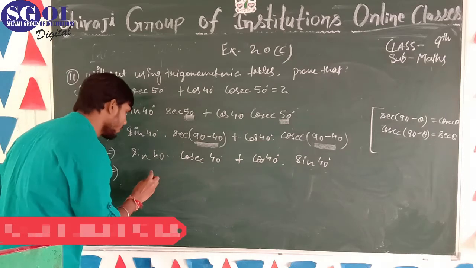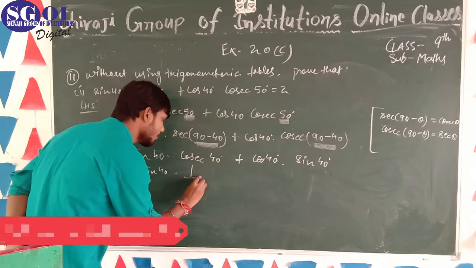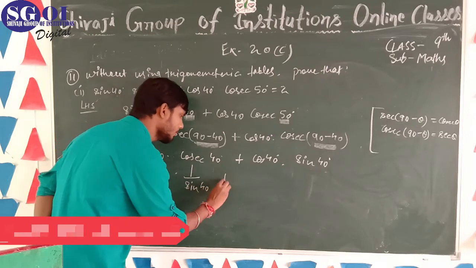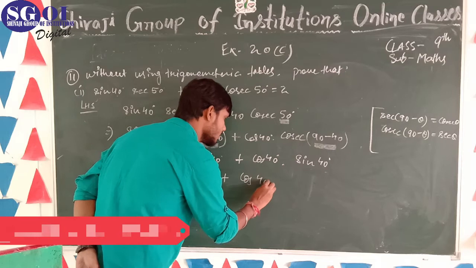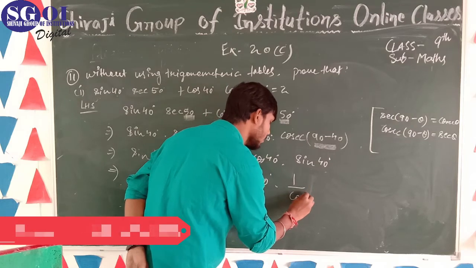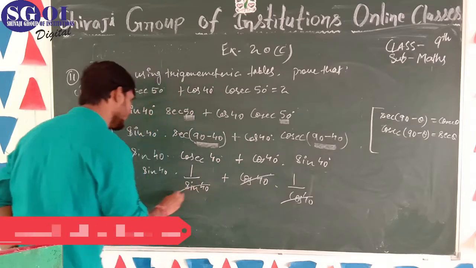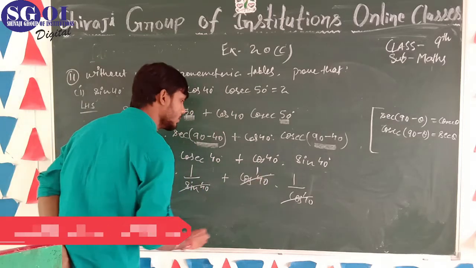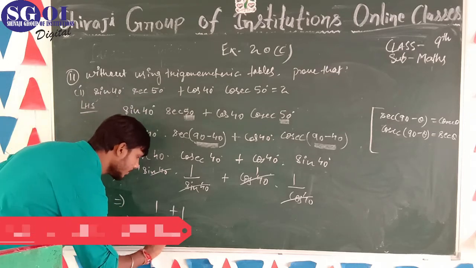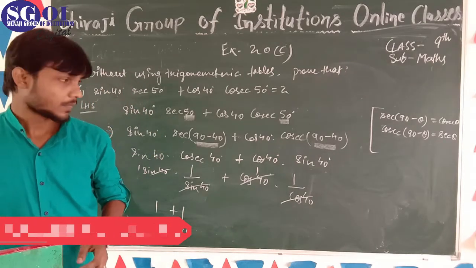Now using the reciprocal relation, sin 40 degree into cosec 40 degree, we can write 1 upon sin, because cosec is the reciprocal of sin. So you can write sin 40 degree into 1 upon sin 40 degree, and cos 40 degree into 1 upon cos 40 degree, because sec is the reciprocal of cos. Now it will be cancelled. So 1 plus 1 becomes 2, which is equal to RHS. Okay, students? So it is proved.